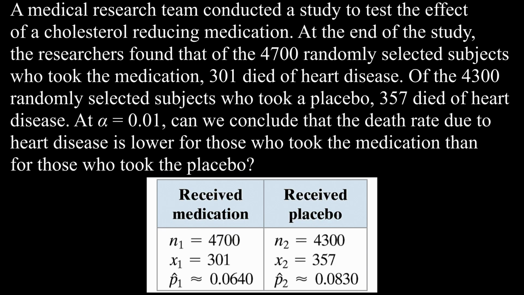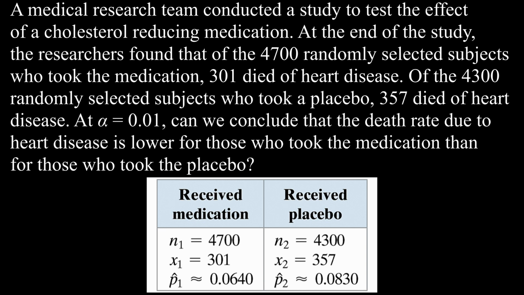So to finish our work off in Chapter 8, we have that a medical research team conducted a study to test the effect of a cholesterol-reducing medication. At the end of the study, the researchers found that of 4,700 randomly selected subjects who took the medication, 301 died of heart disease. Of the 4,300 randomly selected who took the placebo, only 357 died of heart disease.